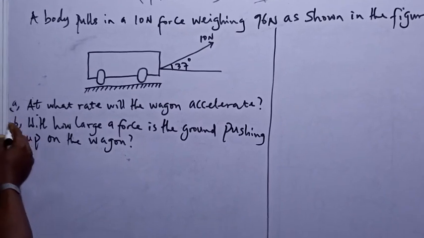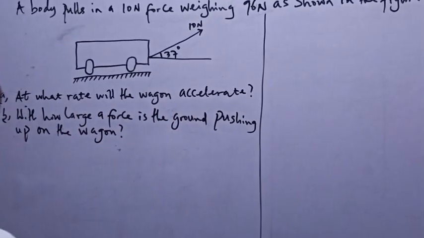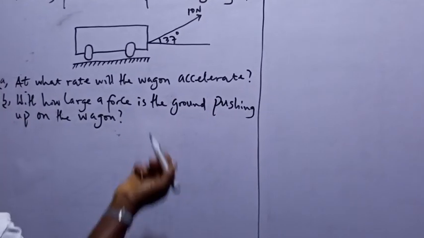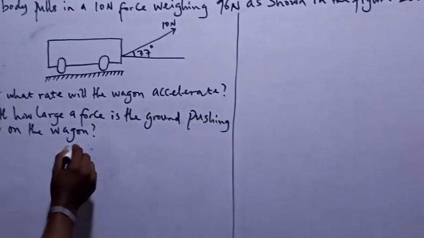The question here, A, is at what rate will the wagon accelerate? B, with how large a force is the ground pushing up on the wagon? Solution.